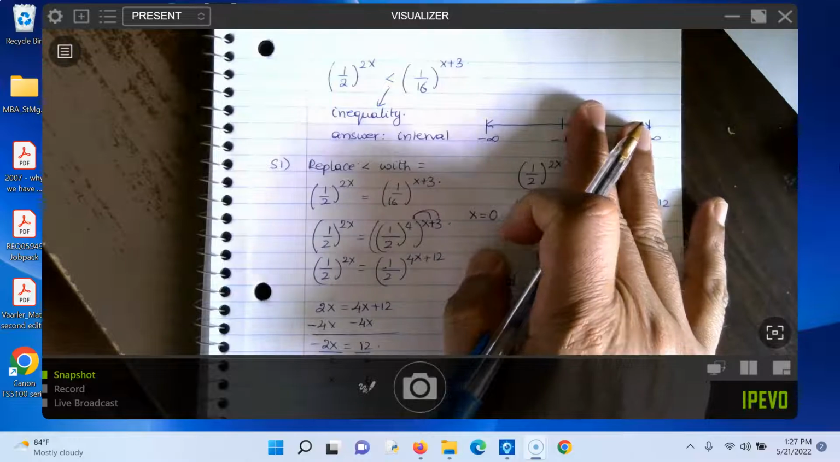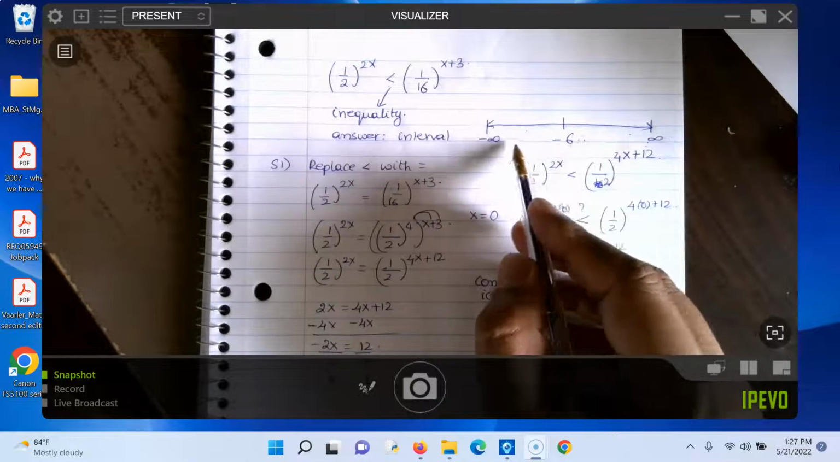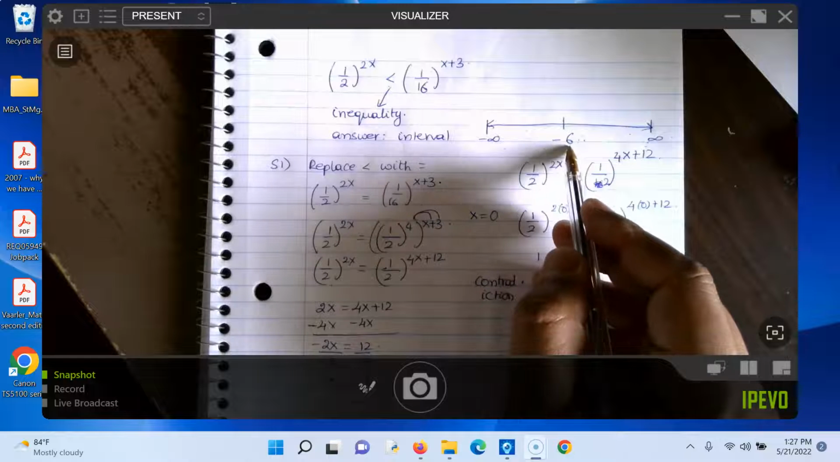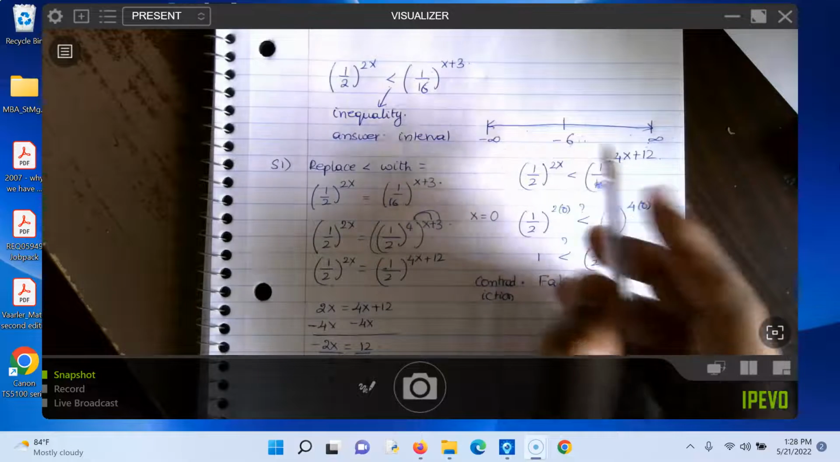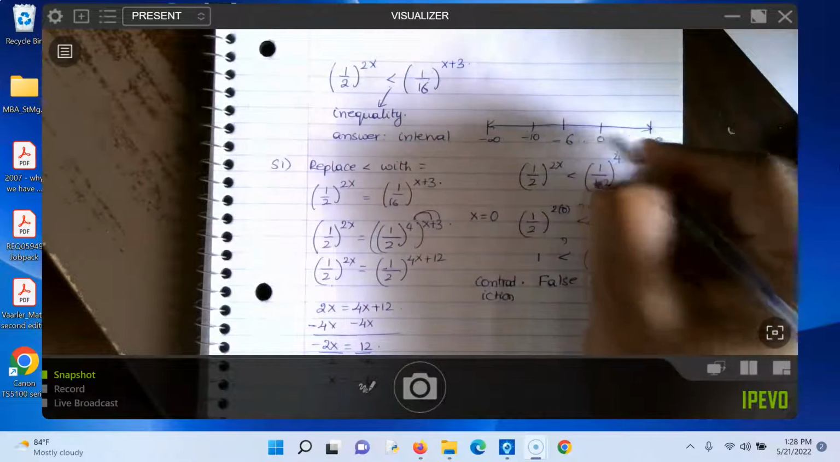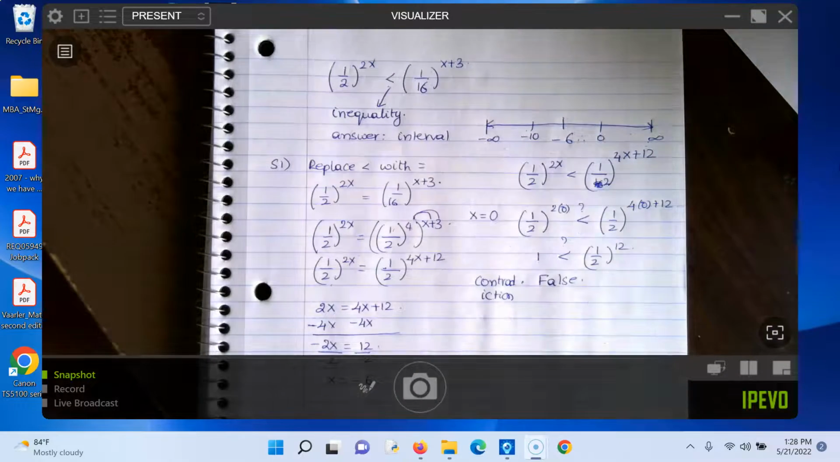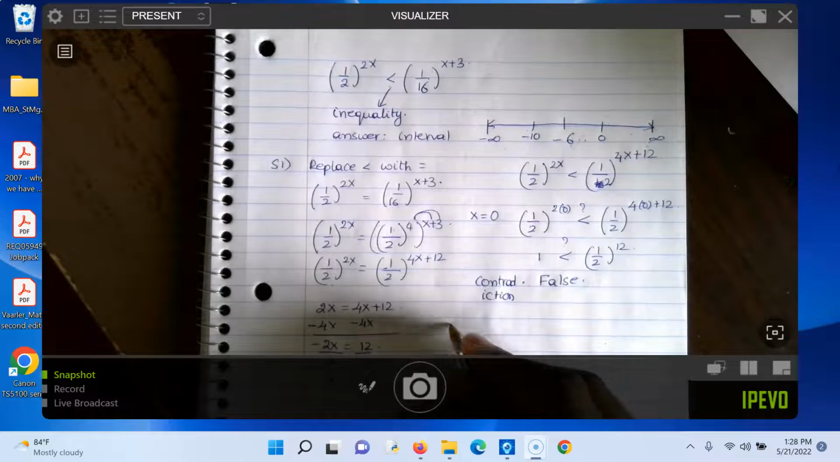Is that clear? So only this is a solution. Now how do you check it? You want to pick any number between negative infinity and negative 6. You can pick any number here. So I'm going to pick something like negative 10, just for the heck of it. I picked 0, it did not work out, so I'm going to pick negative 10, maybe. Why? Because it is easy, that's all. There is really no reason why I'm choosing negative 10.